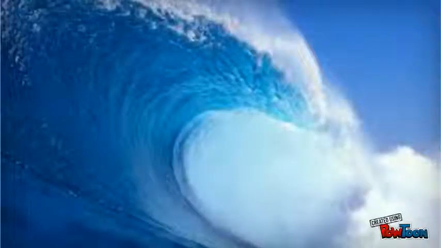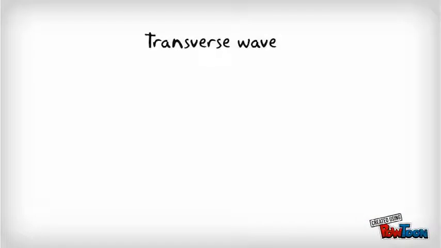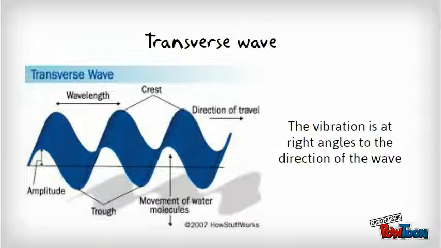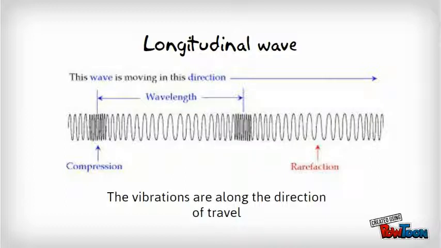Now, waves can either be longitudinal or transverse. In a transverse wave, the vibration is at right angles to the direction of the wave. However, in a longitudinal wave, the vibrations are along the direction of travel. And you'll notice that you've got areas where the wave is compressed together and areas where it is spread apart, and the compressed bits are called compression and the spread apart bits are called rarefaction.